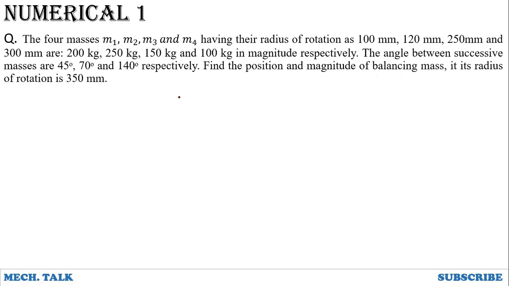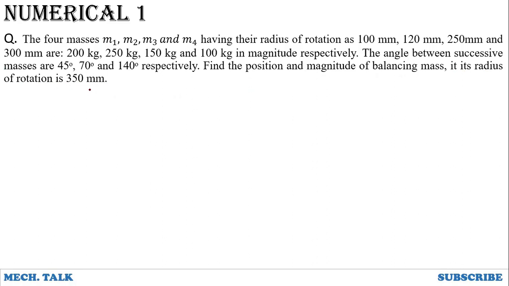So in this question, the four masses are given, along with the radius of rotation of all the masses. The angles between the successive masses are also given. So if the angles between successive masses are given, we have to select one mass at 0 degree, then we will add all the successive angles to calculate the angular position of the different masses.